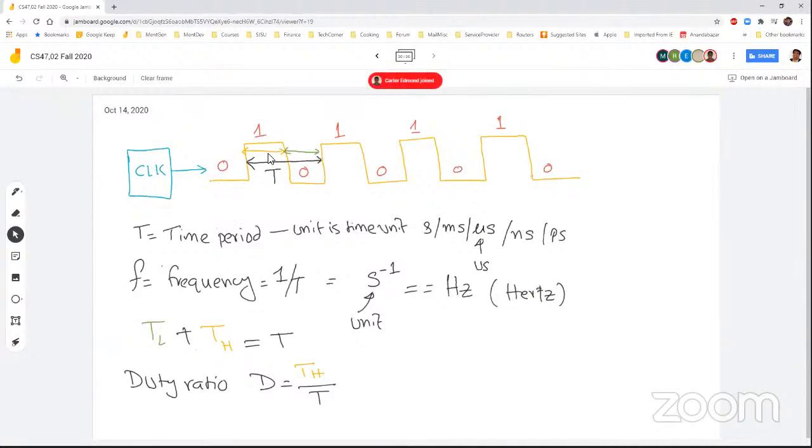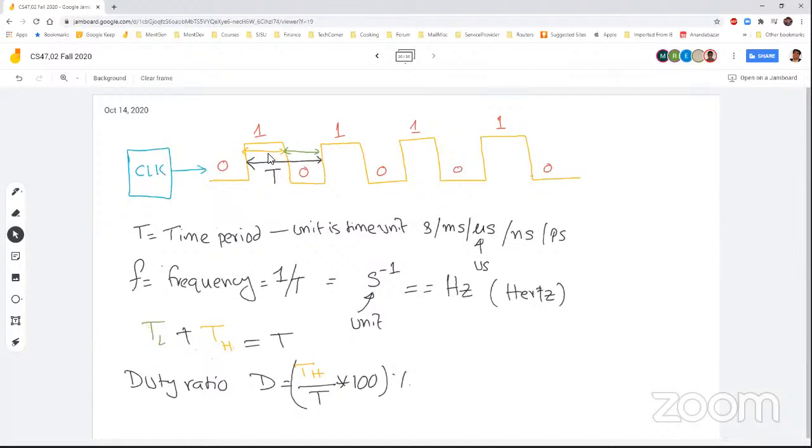So what we're talking about is that T high and T low are how long it stays at high and how long it stays at low, and if you add them up, you end up with the time period. And duty ratio is the ratio of T high to T, and often it is expressed in terms of percentage. Now you have a couple of other parameters that came in, and in the problem, if one or two of them are given, then you can compute the others.